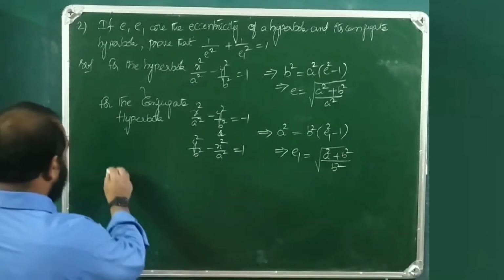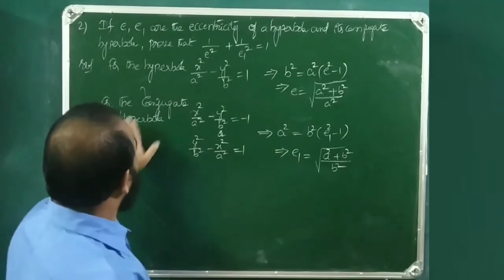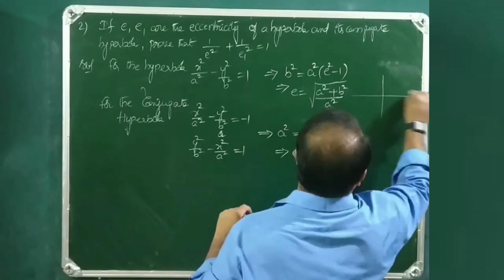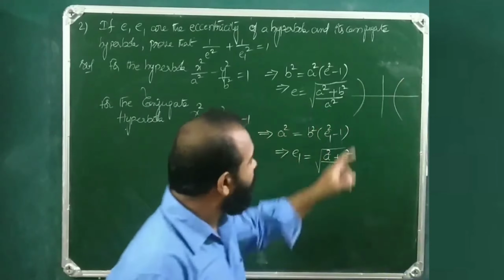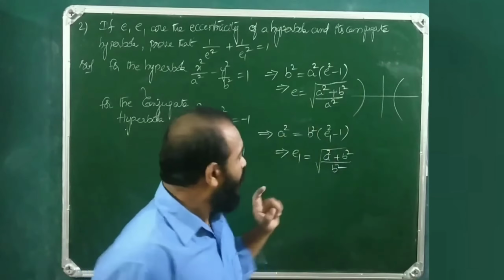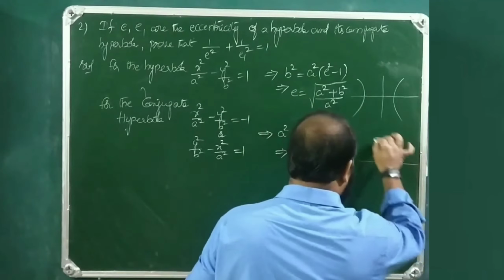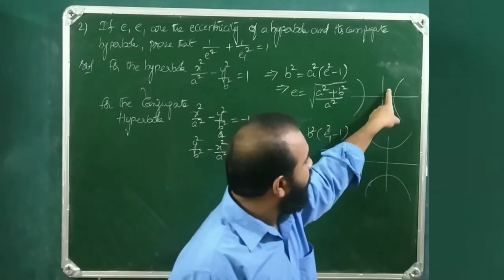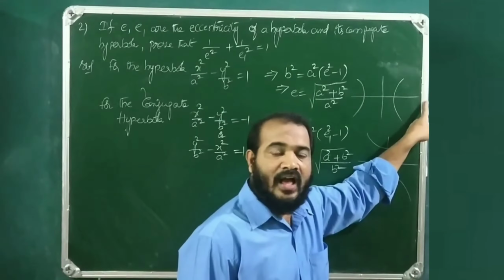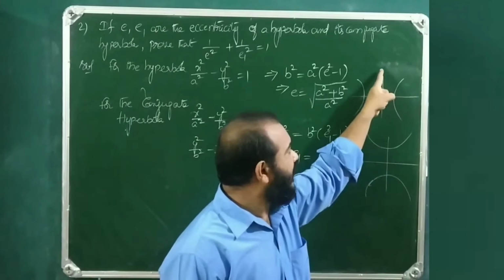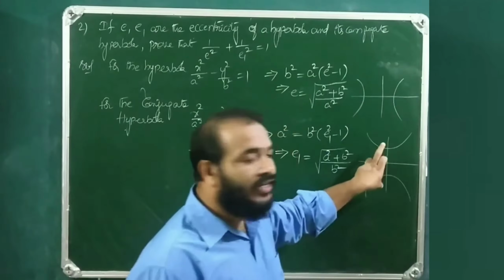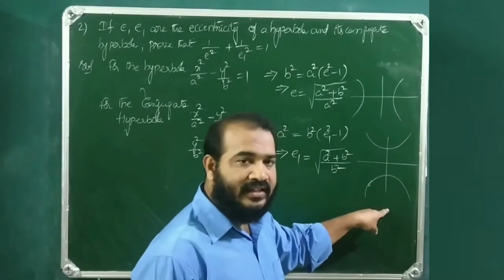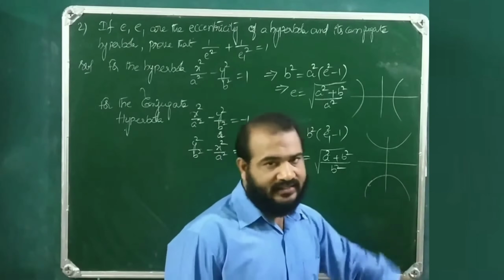For your information, this is the hyperbola and this is the conjugate hyperbola. For this hyperbola, the transverse axis is along the x-axis and the conjugate axis is along the y-axis. For the conjugate hyperbola, the transverse axis is along the y-axis and the conjugate axis is along the x-axis.